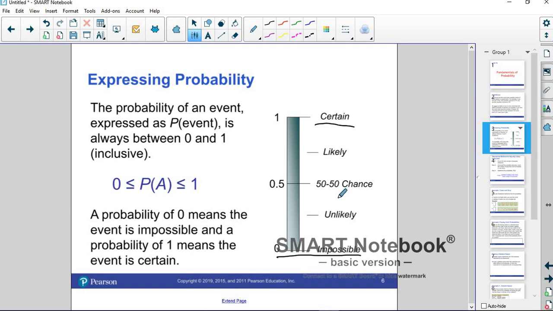And then, of course, in between, if you have a 0.5 probability, a 50% chance, that's half and half. Equally a good chance that it will happen versus it won't. Anything more than 0.5 to 1 is likely. Anything less than 0.5 to 0 is unlikely. But we're not going to use this terminology a whole lot. It's just getting an idea of the basics of probability. So what is probability?